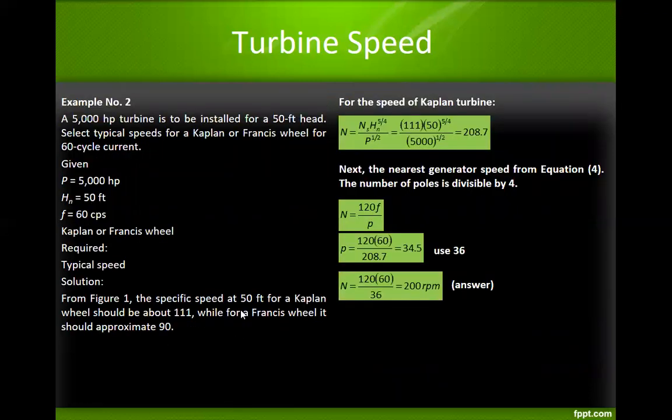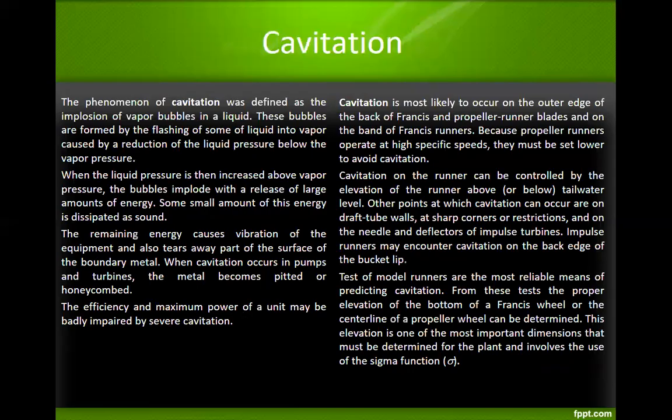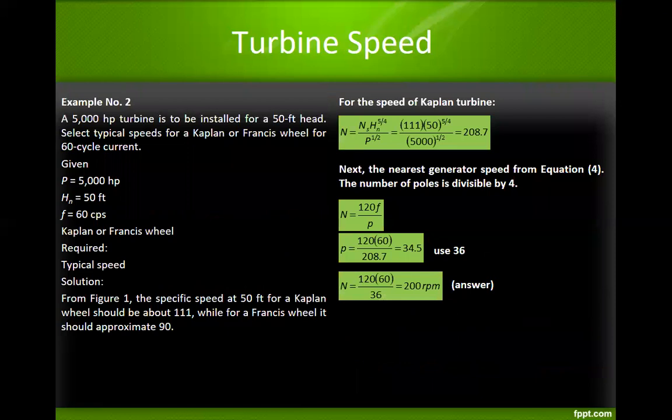Example number 2. A 5,000 horsepower turbine is to be installed for a 50 feet head. Select typical speed for Kaplan or Francis speed for 60 cycle current. Given: P is 5,000 horsepower, H is 50 feet, F is 60 cycles per second, Kaplan or Francis speed. Required: typical speed.